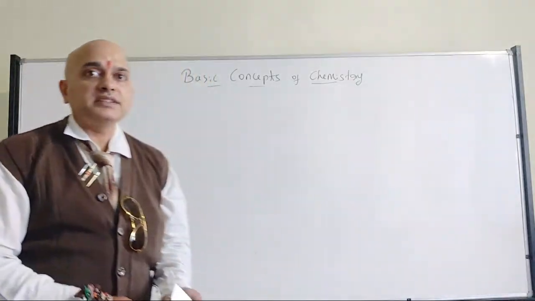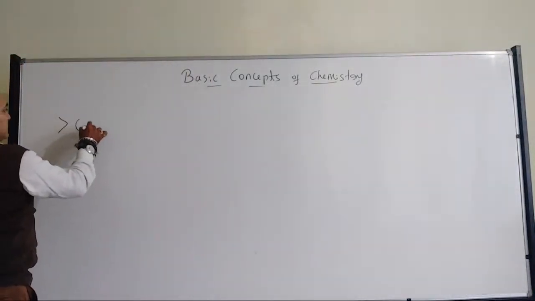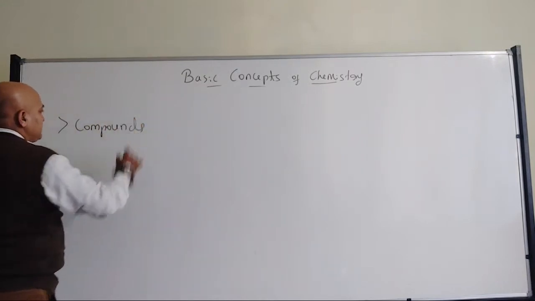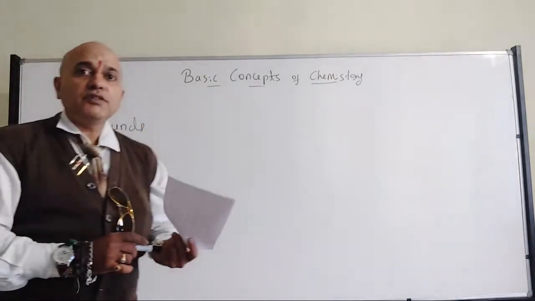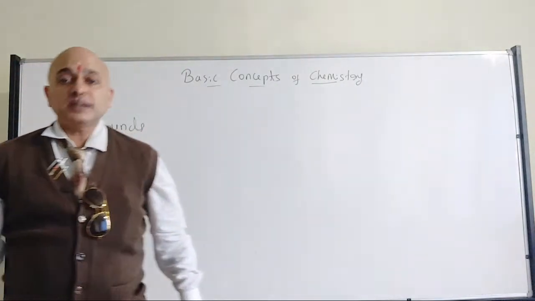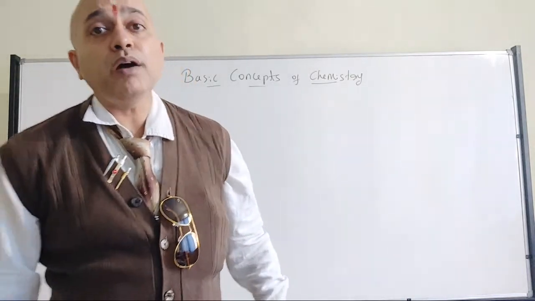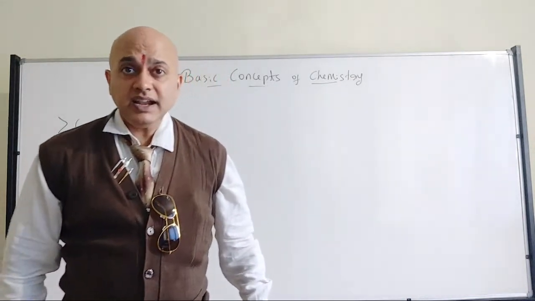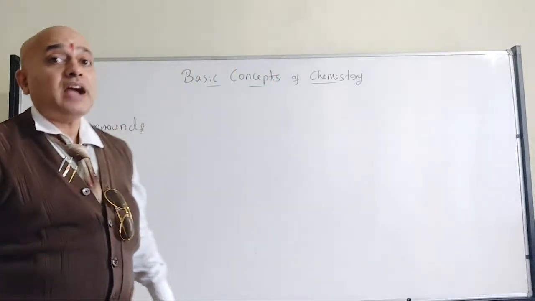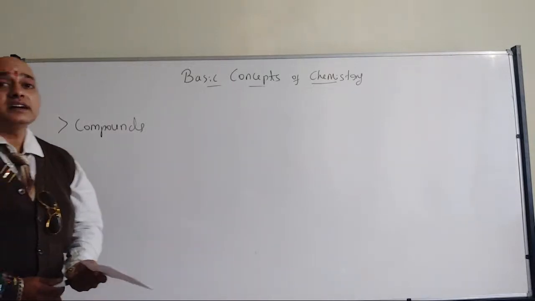Okay, we have discussed about compounds. Very good. So what are compounds? These are substances which are made up of more than one type of atoms, right? So it will be made up of more than one type of atoms. I am using type, so that's where we have the compounds.